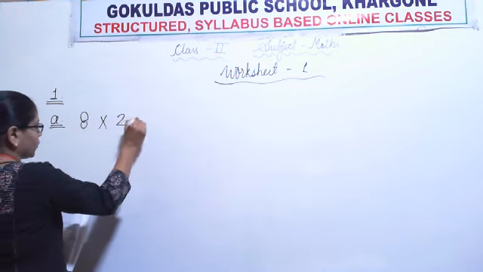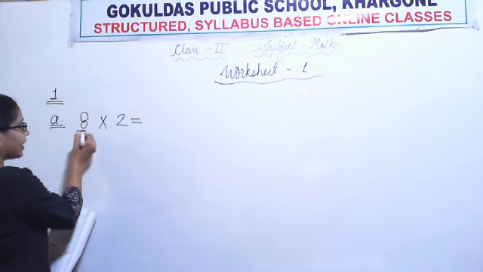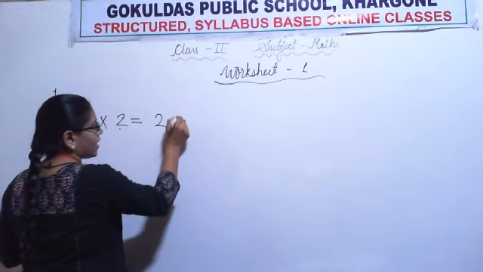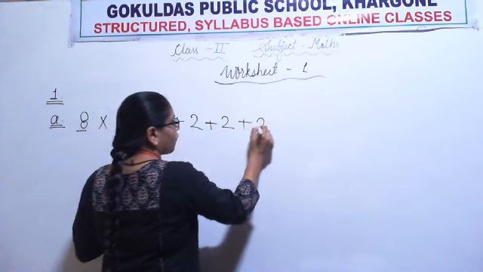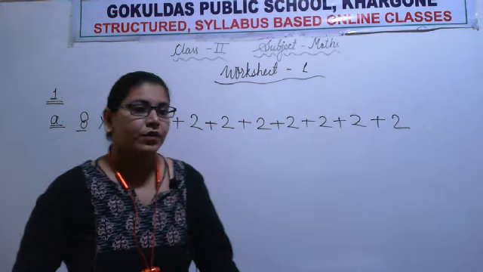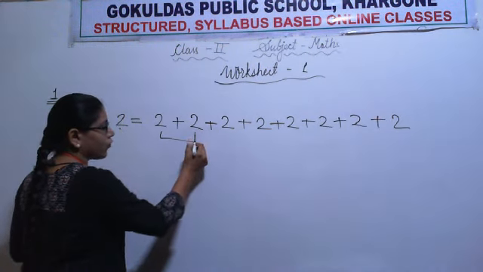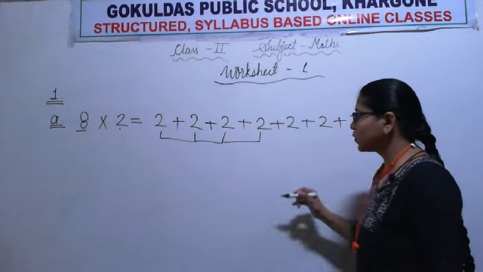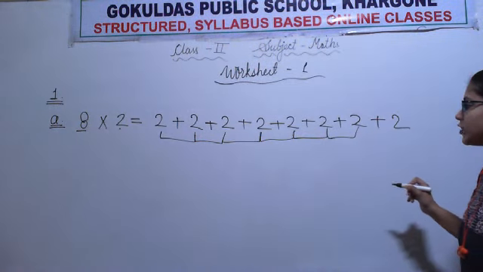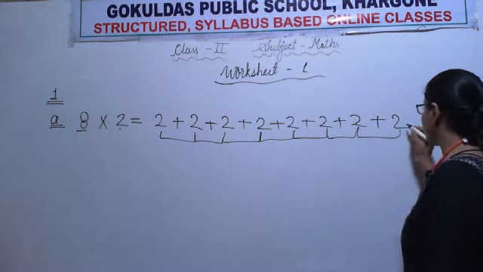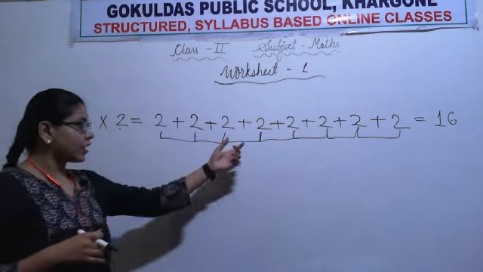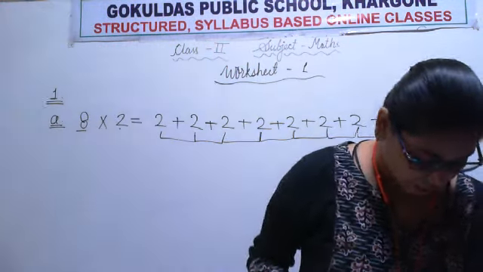8 into 2. So this is times. So 8 times 2. So we will write 2 for 8 times: 1, 2, 3, 4, 5, 6, 7 and 8. Now let's add: 2 plus 2 is 4, plus 2 is 6, plus 2 is 8, plus 2 is 10, plus 2 is 12, plus 2 is 14 and plus 2 is 16. So we had written 8 into 2 in the form of repeated addition and then we wrote the answer.